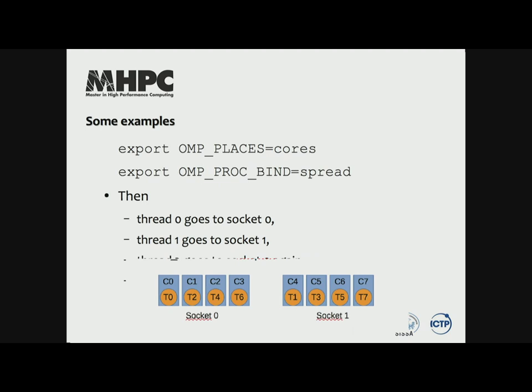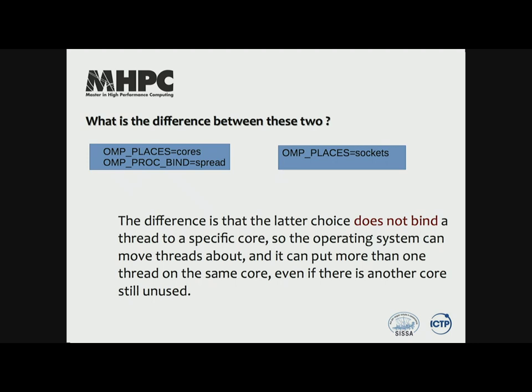And then you can do something like that. You can say OMP_PLACES=cores, but then you set OMP_PROC_BIND=spread, so you actually spread things again the way we did before, okay? And so you can combine them this way. What is the difference between these two? Because when we did OMP_PLACES=sockets, we had exactly the same behavior of these two variables. Here, the difference is that the latter choice does not bind the thread to a specific core. So the operating system can move the threads around.